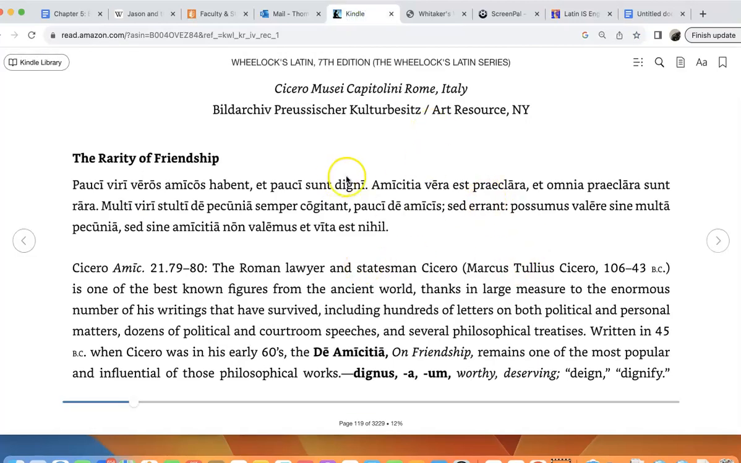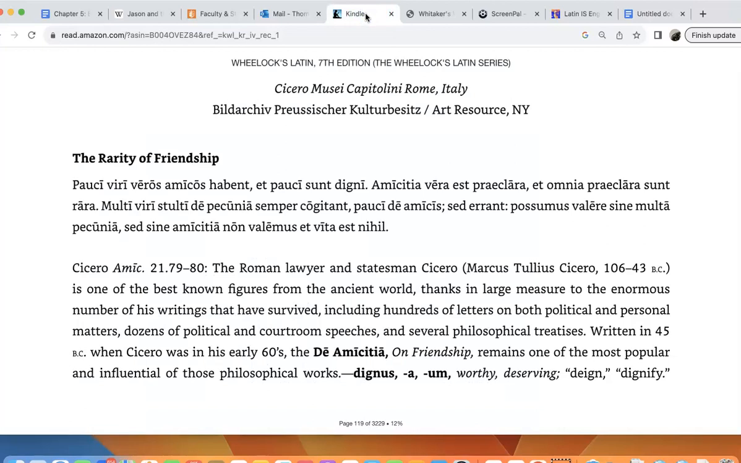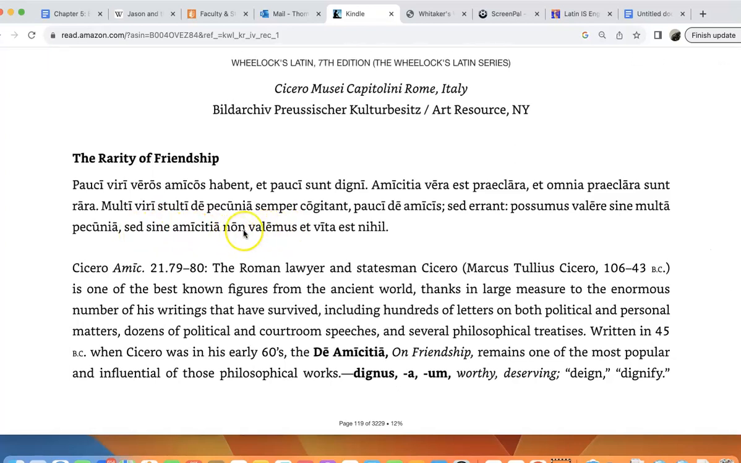So we are able to be well without much money, but without friendship we are not well, and life is nothing. Yeah, so what a way to conclude that, huh? But without friendship we, mus, are not well, so non valemus, et and, vita, life, est, is, nothing. So here we have one of our new grammar concepts, the verb to be, third person singular, is.